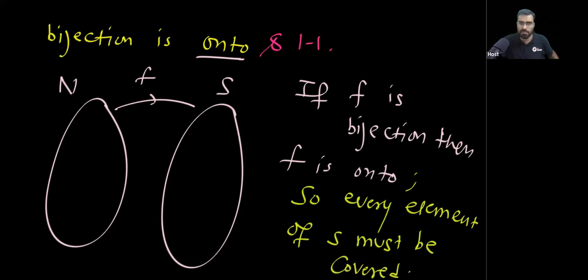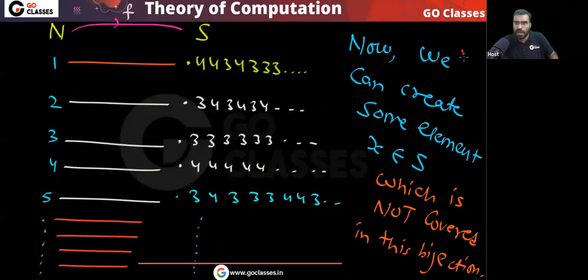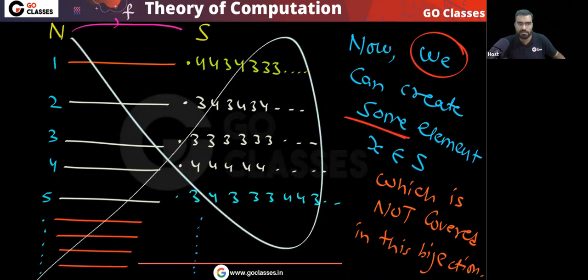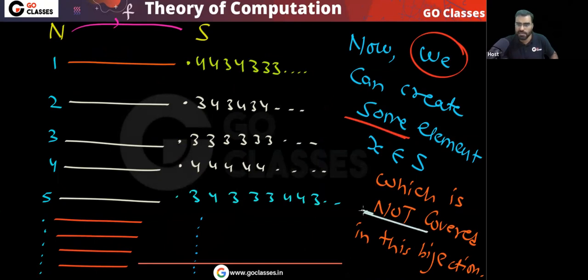Now, is this clear? Every element of S must be covered. Now what am I going to do? I am going to create some element which is not covered. If I can create this type of element, then will you agree with me that this is not a bijection? And will you also agree that whatever bijection you create, that is not a bijection?